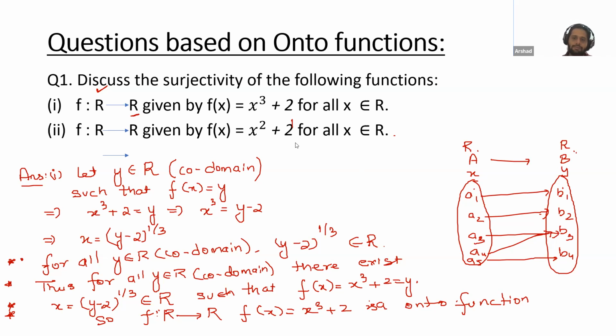I will again discuss with you the concept of image and preimage. Here A1 is associated with B1. So B1 is called the image of A1. I will repeat this: B1 is called the image of A1 and A1 is called the preimage of B1.